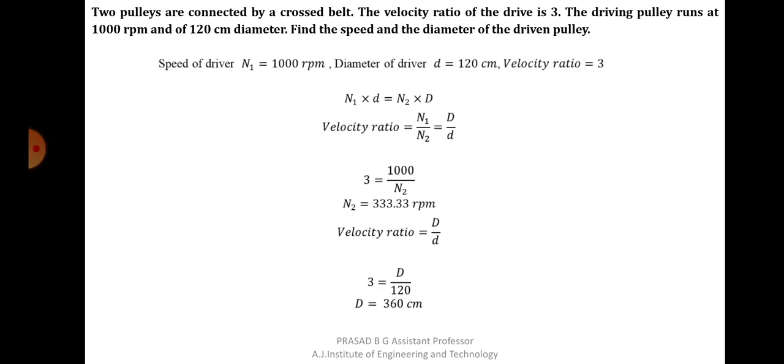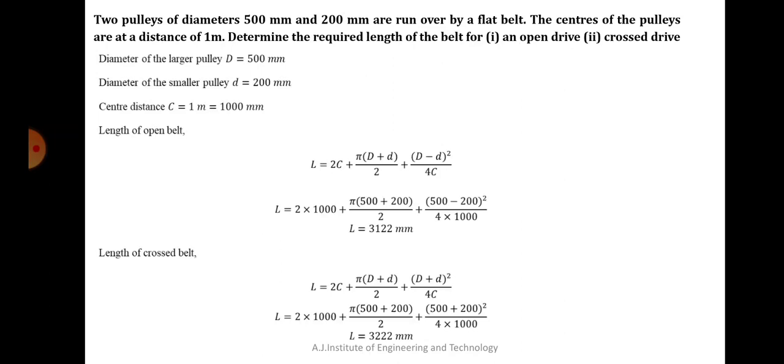So next we will take another problem. Two pulleys of diameter 500 mm and 200 mm are run over by a flat belt. The centers of the pulleys are at a distance of 1 meter. Determine the length required for the belt when it's open belt drive and when it is cross belt drive.